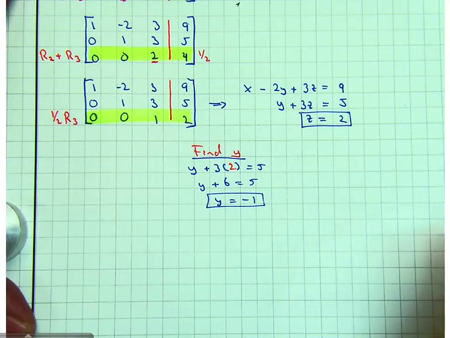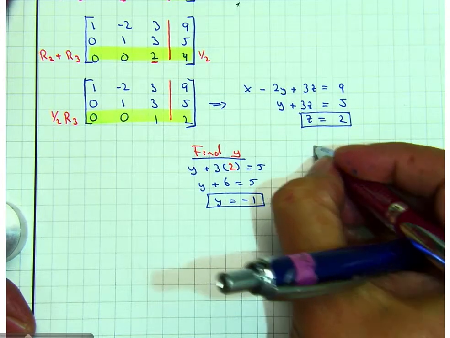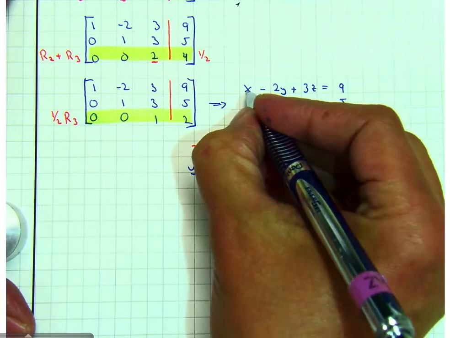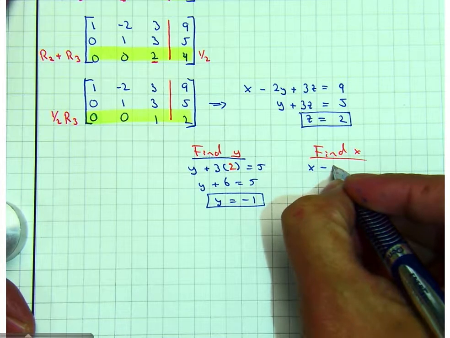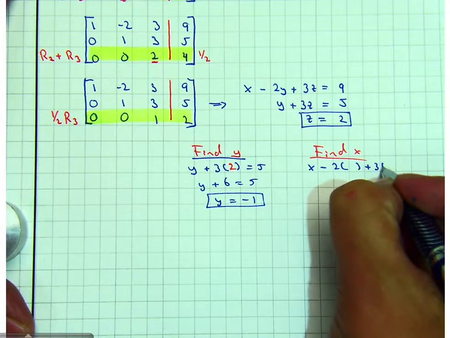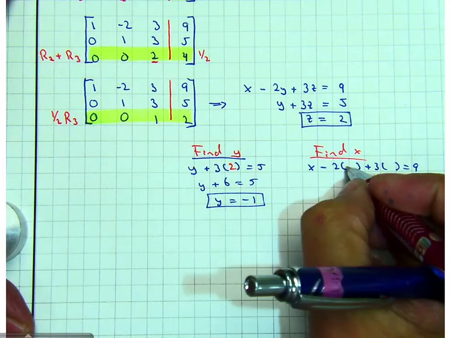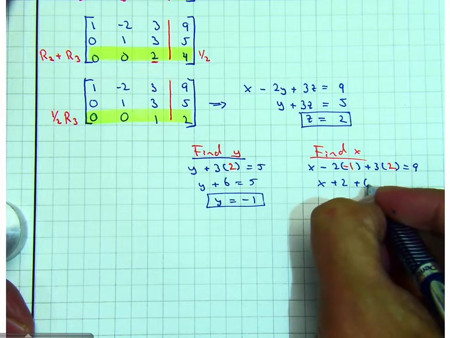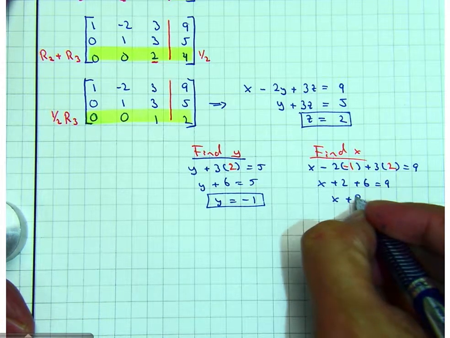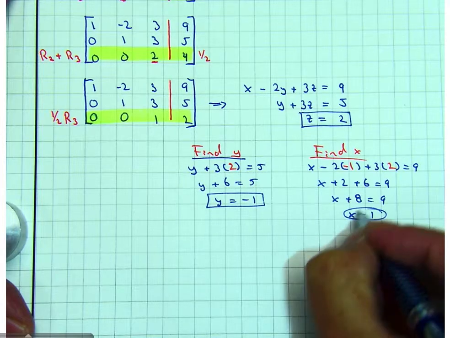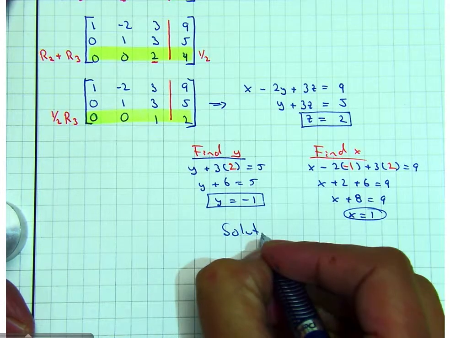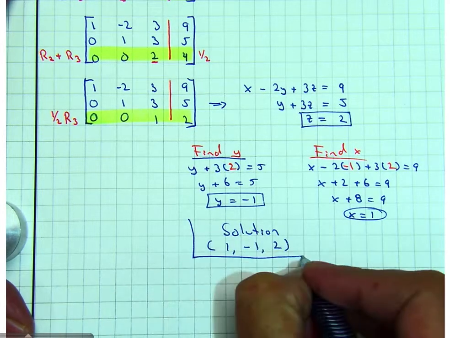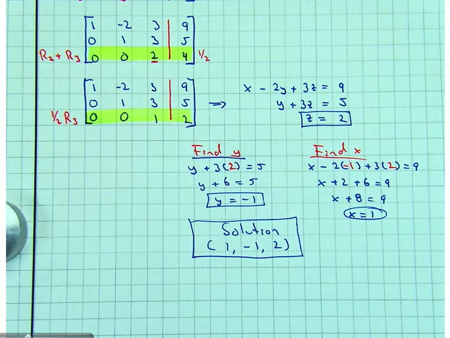And now that I have the y value, I can find the x. I'm going to plug into the first equation. So it'll be x minus 2y plus 3z is equal to 9. Y is -1. Z is 2. So x plus 2 plus 6 equal to 9. X plus 8 equal to 9. X is equal to 1. So my solution is a point. In this case, your x value is 1, your y value is -1, and your z is 2.